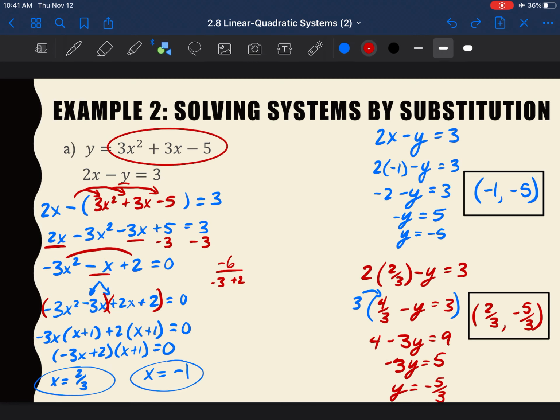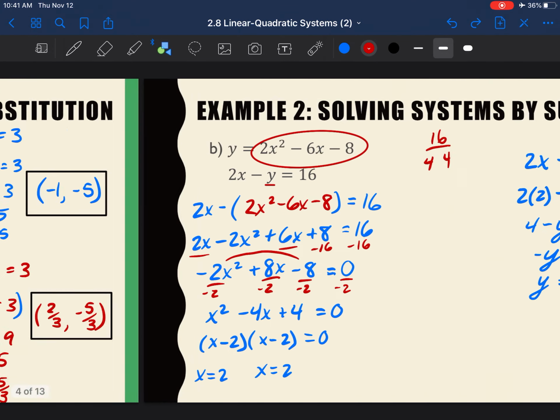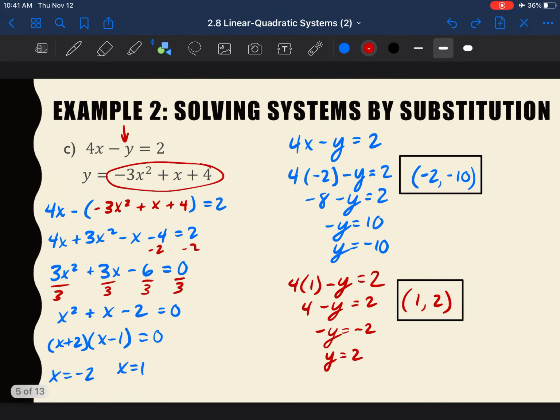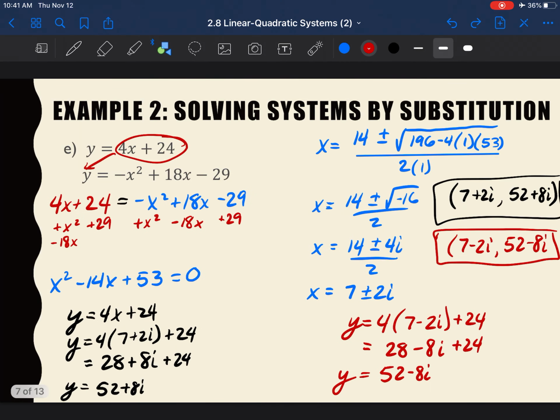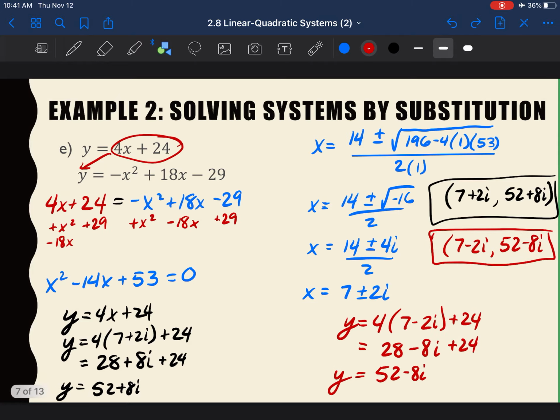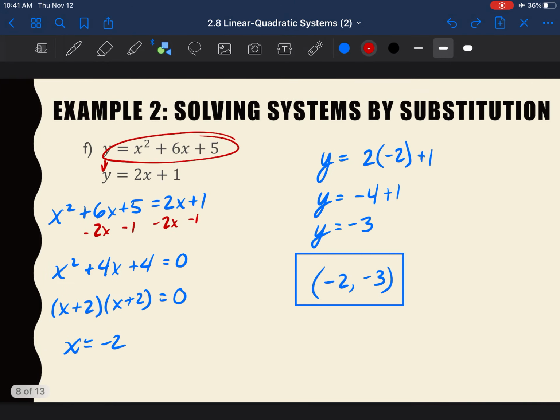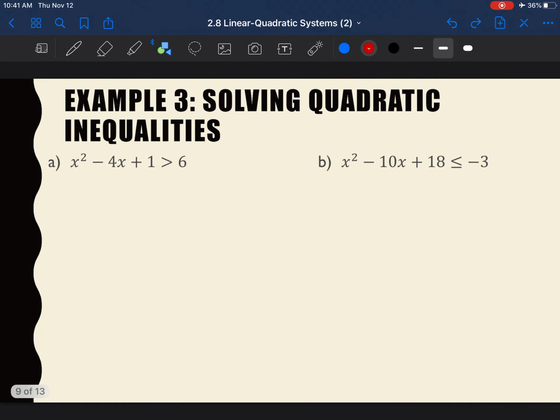Then you could do it by substitution. So this is what it looks like using substitution, where you plug one into the other, solve for x, and then plug it back in to solve for y. Again, you could have one solution, no solution, imaginary solutions if you wanted to work it all the way out. So all that stuff still applies.